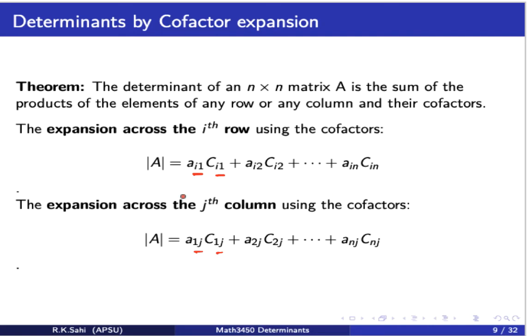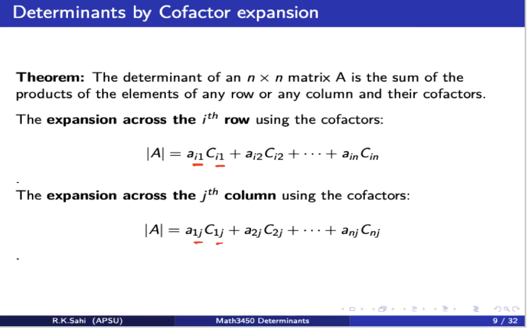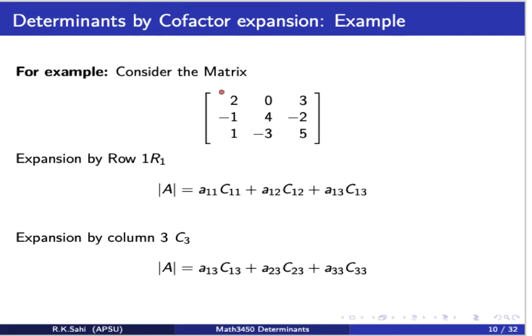So let's go ahead and apply this to the example we have been covering so far. Now consider again the same matrix. I want to expand by row 1. So this is what I mean by row 1, to make my life simple. Row 1 means i is 1: A11 C11 plus A12 C12 plus A13 C13. Now what's A11? A11 is 2. Now what is C11? If you go back, your C11 was 14.